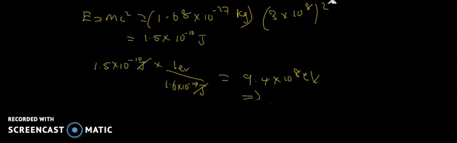This can as well be represented as 940 mega electron volts. And this is what we expected to do in this video. We can take one more question and then we conclude this video on mass energy relation. Let's take one more example.